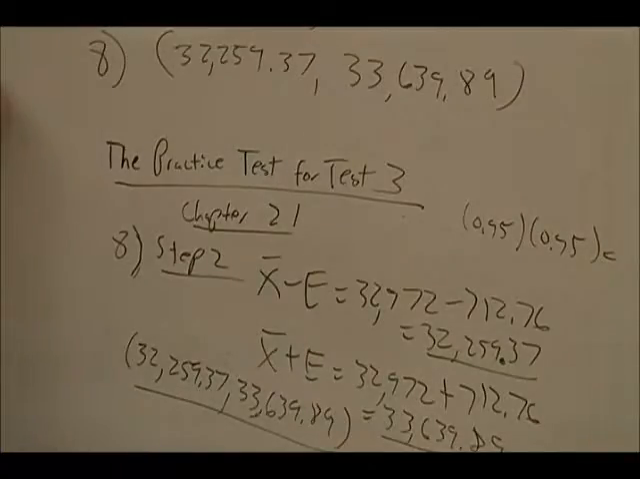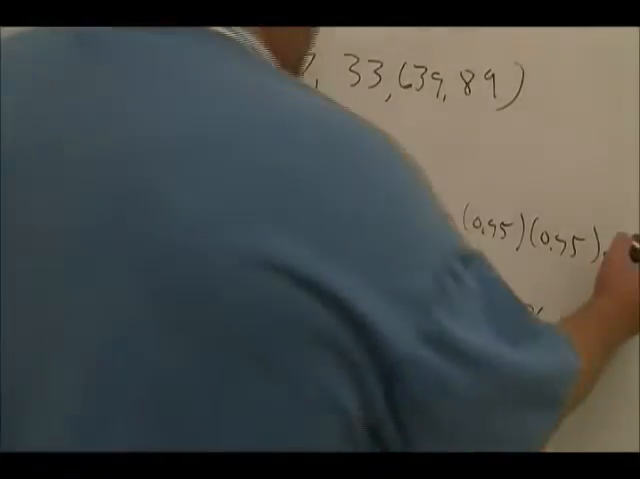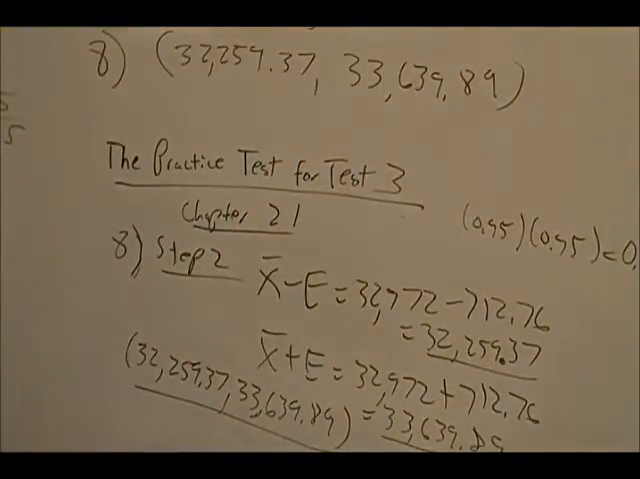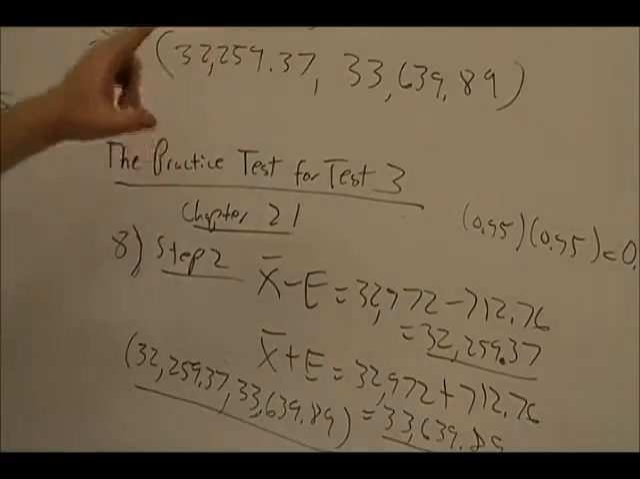So 85.5 plus 4.75, and you get 90.25. So you have at least a 90.25% chance, or probability of 0.9025. So you have at least a 90.25% chance that the two population means are different.